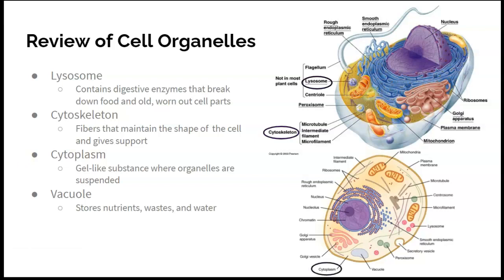The cytoplasm is like the background of the cell. It's everything in this cell that is not an organelle. It's a gel-like substance where organelles just sort of are suspended within it. And then our last piece is a vacuole, and that's like a big closet for cells. They store nutrients and waste and water.